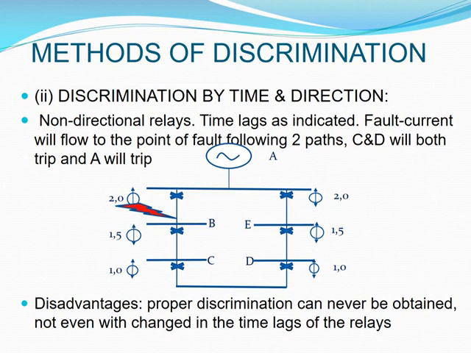Because if you're sitting as an engineer in an office at a computer trying to see where the fault occurred, it would be really difficult to determine, because the fault could have occurred at this point, causing these relays to operate, or it could have happened at this point, causing these two relays to operate.